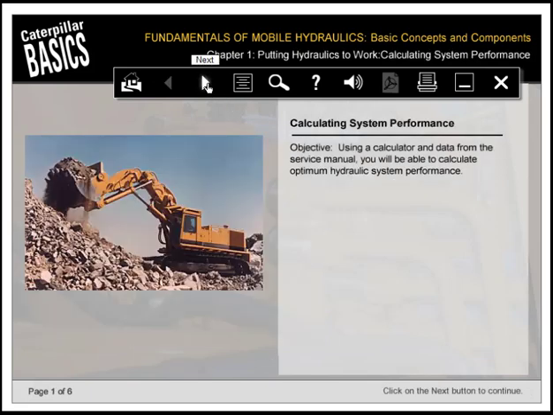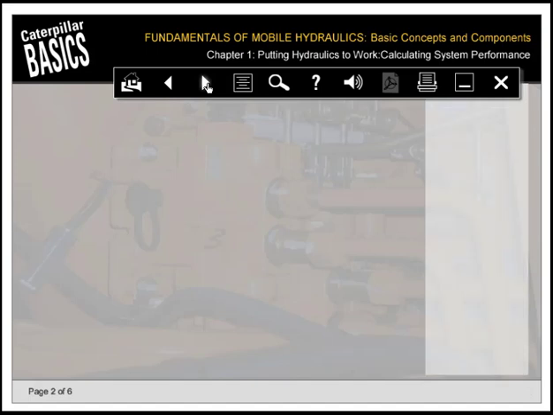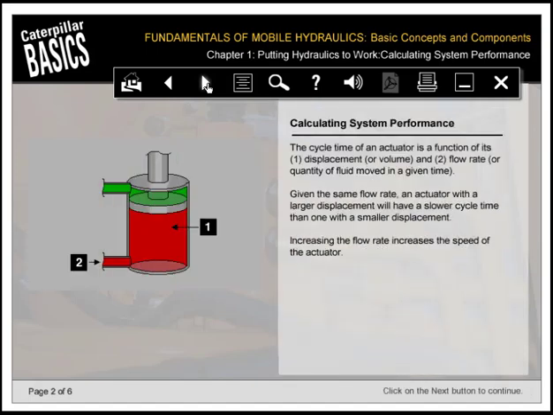Objective: using a calculator and data from the service manual, you'll be able to calculate optimum hydraulic system performance. The cycle time of an actuator is a function of its 1. Displacement or volume, and 2. Flow rate or quantity of fluid moved in a given time. Given the same flow rate, an actuator with a larger displacement will have a slower cycle time than one with a smaller displacement. Increasing the flow rate increases the speed of the actuator.